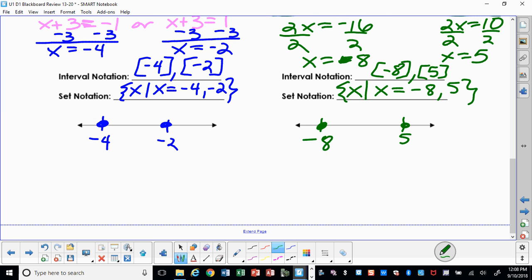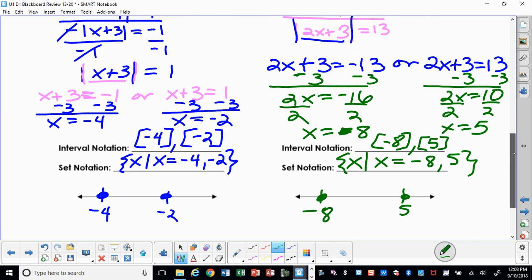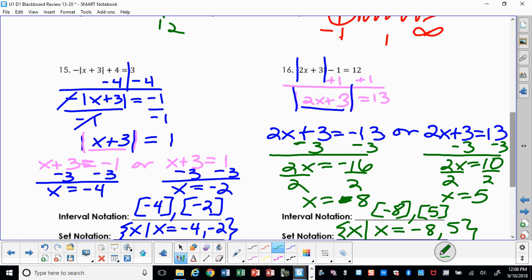If you have absolute value, you're going to have 2 answers. All right, 2 solutions. And there you go. That's this page. Now we'll stop that for a second, and you can work on the next page.